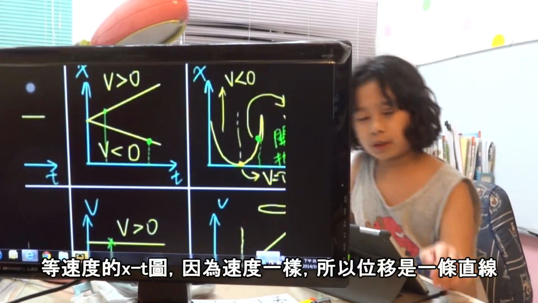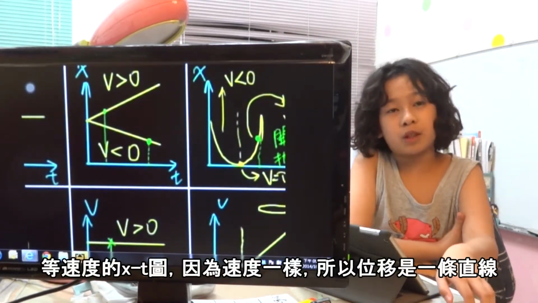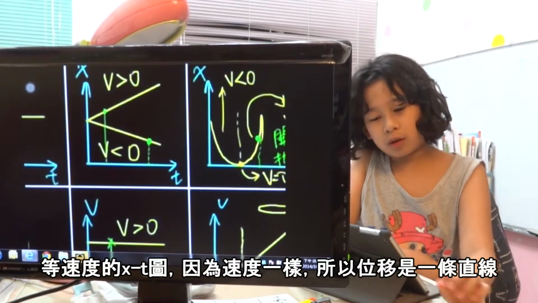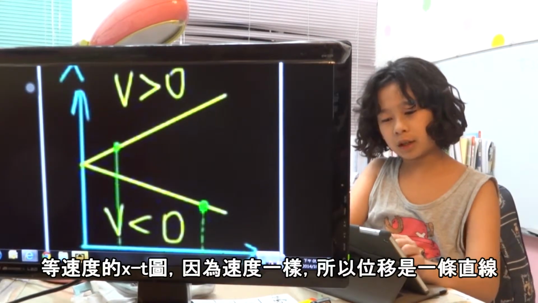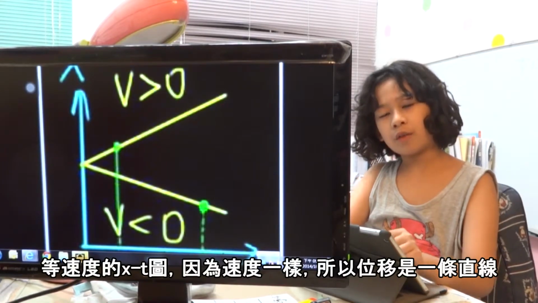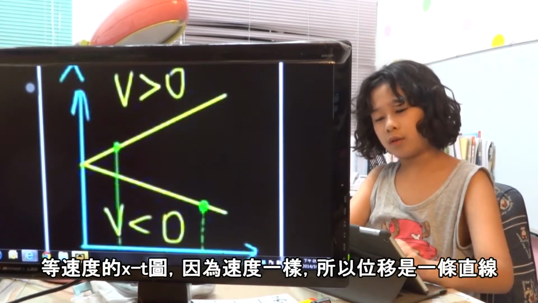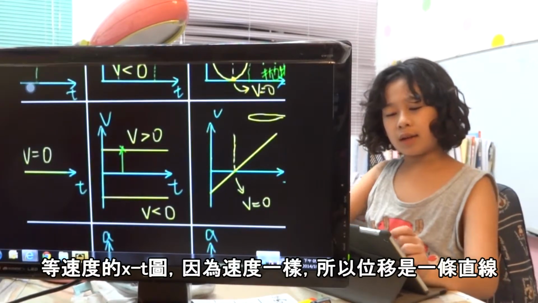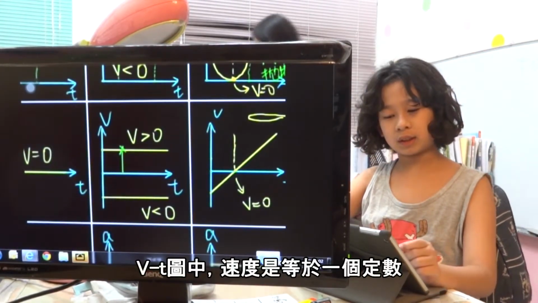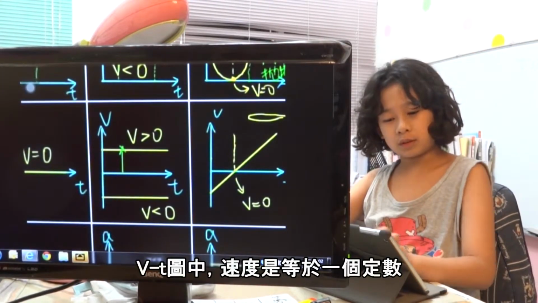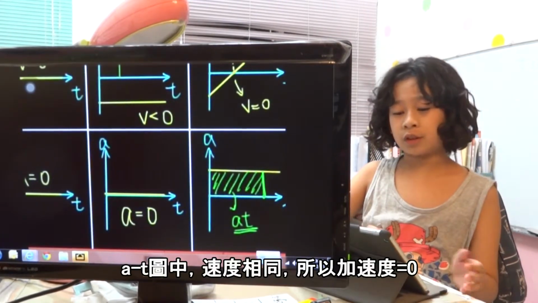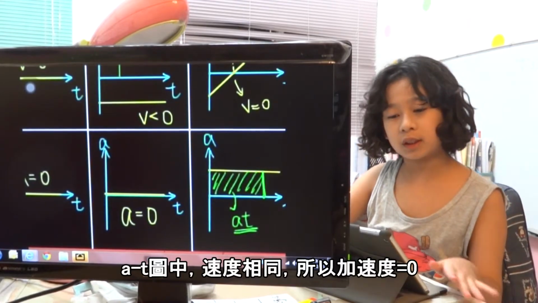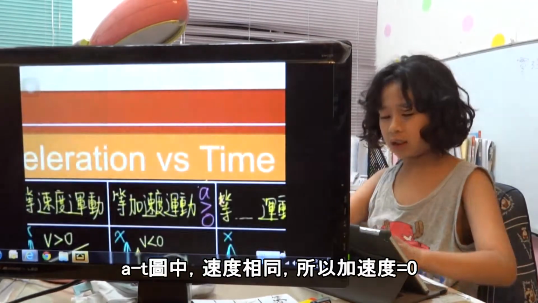What is that? That you just keep moving at 20 meters per second like that. So your diagram looks like that, because you just keep moving far, far, far. Okay, like that. And actually your velocity just stays the same. And your acceleration didn't change because you're not getting faster or slower. It's the same speed or velocity.